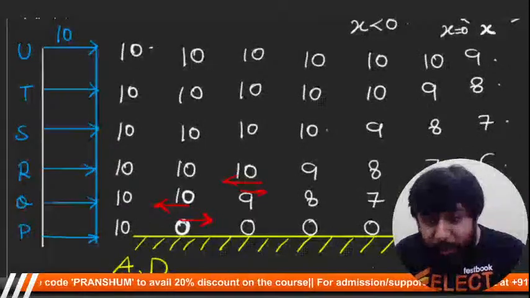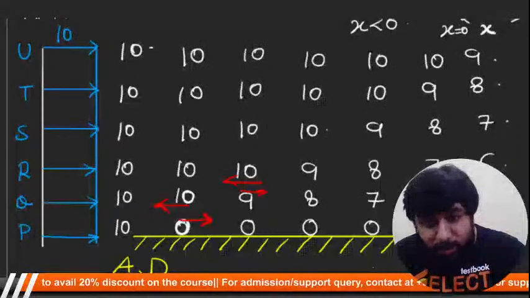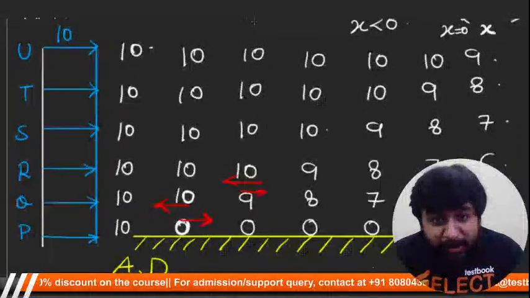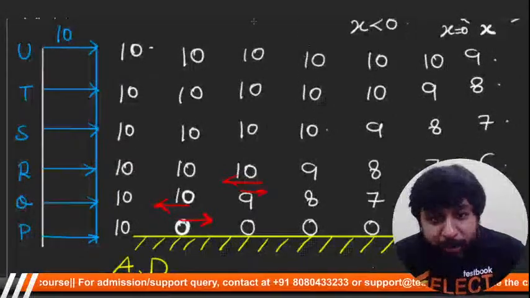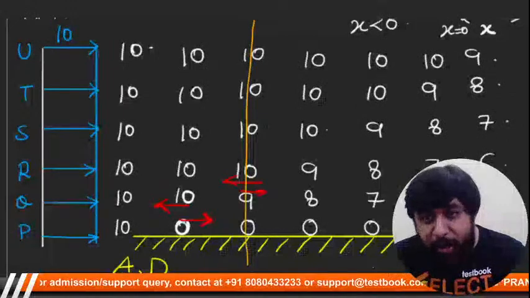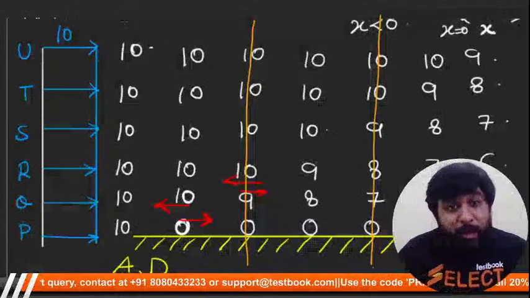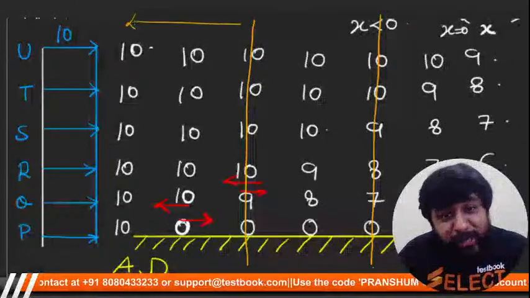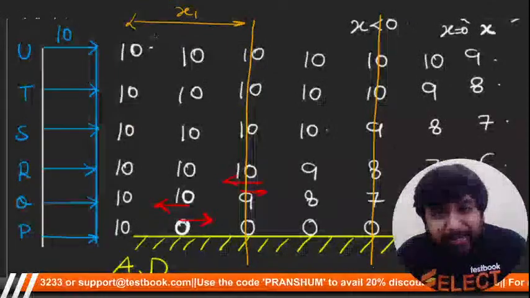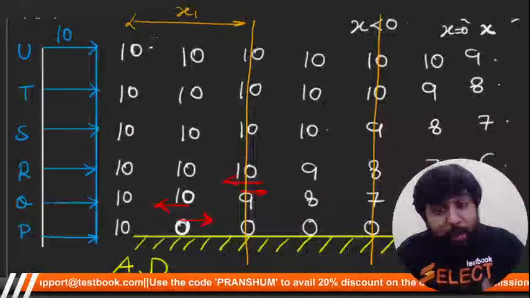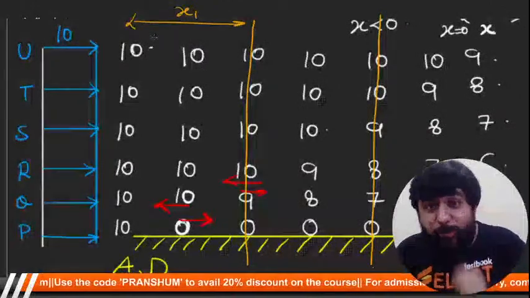Now, let me do one thing. Let me take two cross sections. Let me use a better color. Let us take a cross section over here and another cross section over here. So there are two cross sections. One cross section is at a distance x1 from the leading edge, and the other is at a distance x2 from the leading edge. Now for both cross sections, we are going to draw the velocity profile.